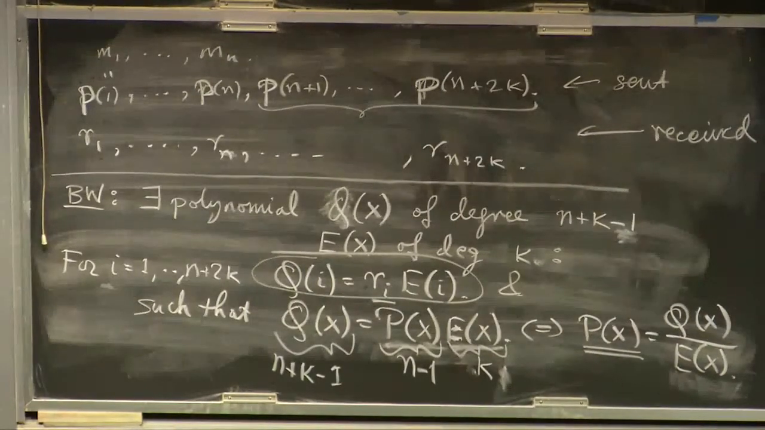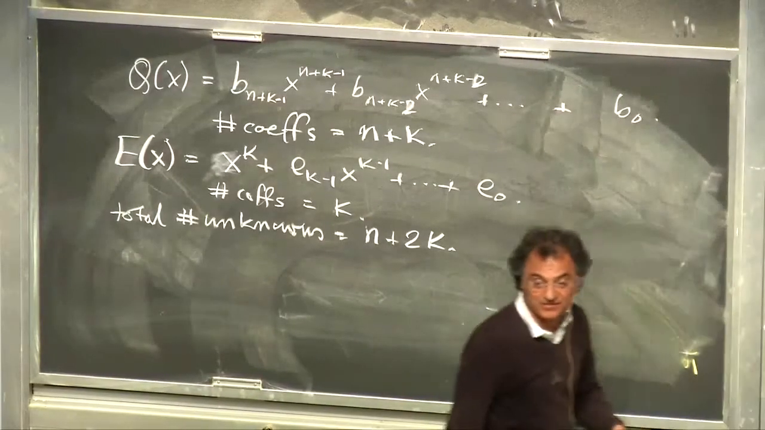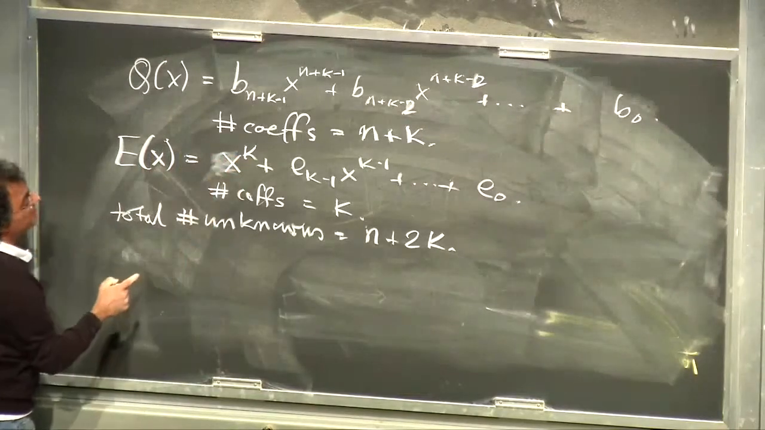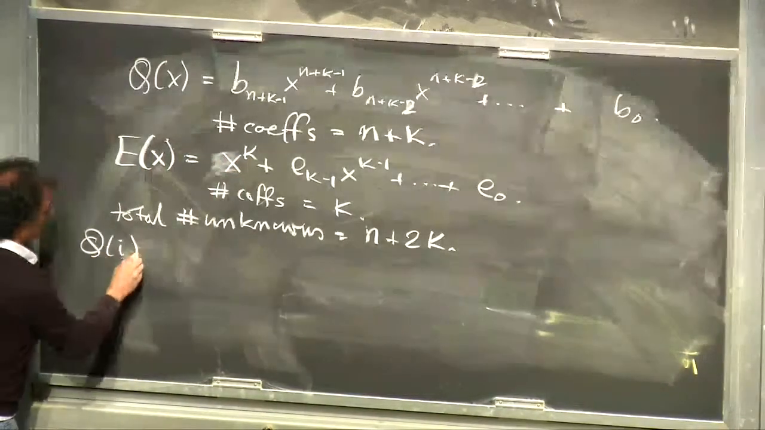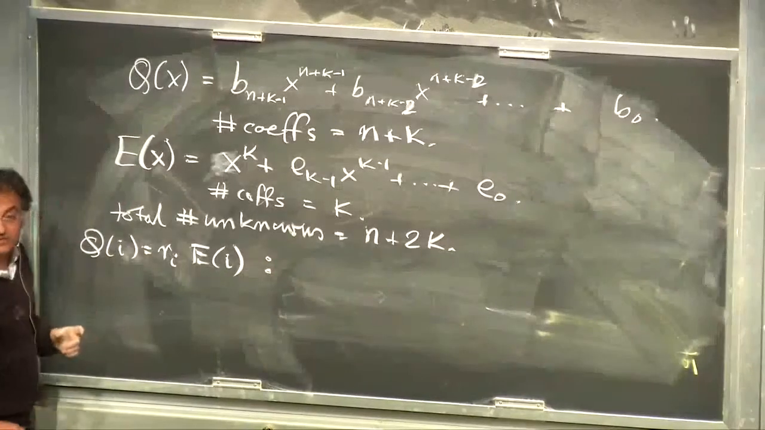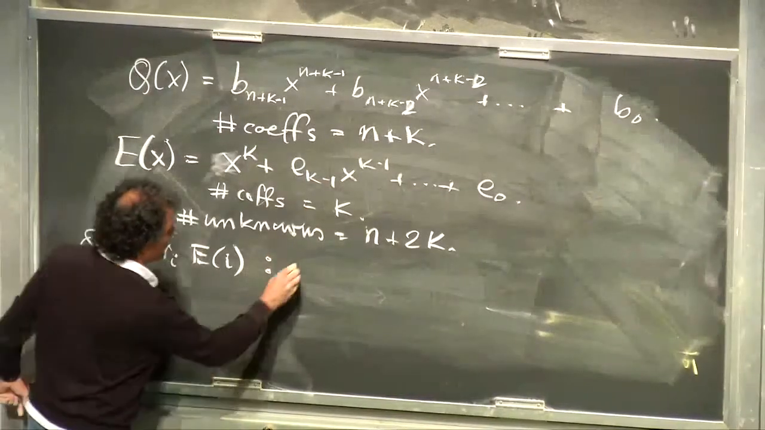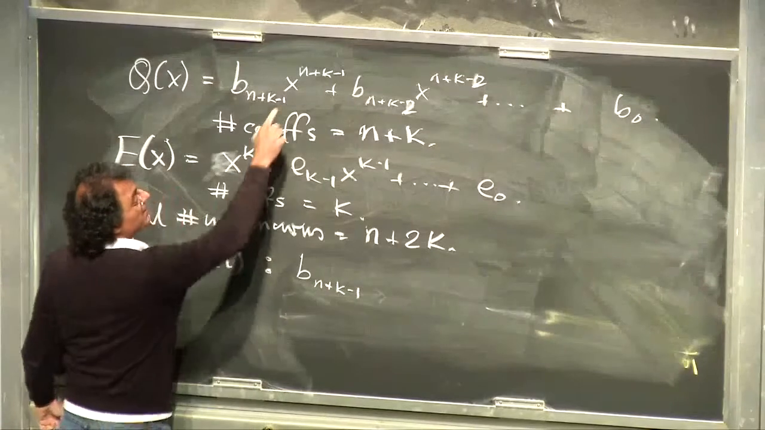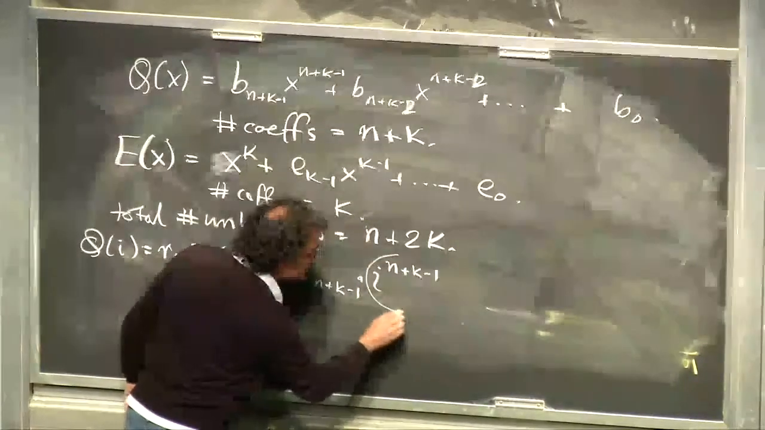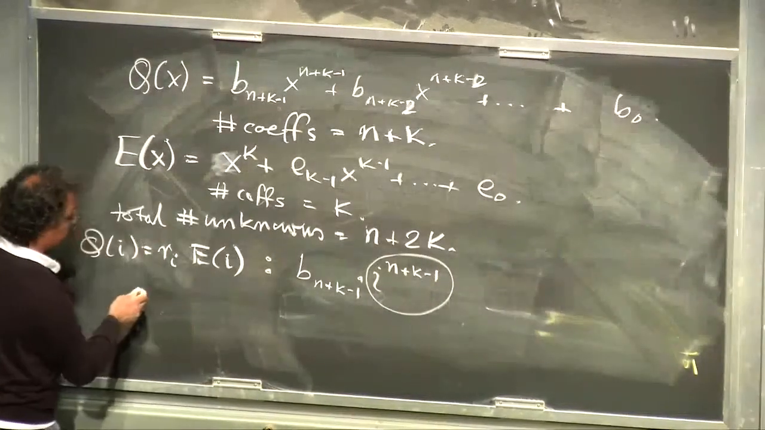Now, every time we write out this equation, Q of I equal to R sub I times E of I, what do we get? This gives us a linear equation in these B sub i's and E sub i's, because we get B sub n plus k minus 1 times I raised to the power of n plus k minus 1. But this is a constant. I is something we know, like 2. So let's write it out for I equal to 2.